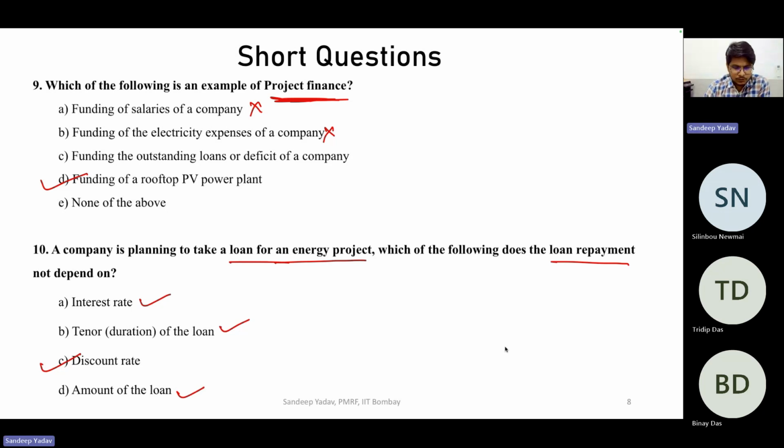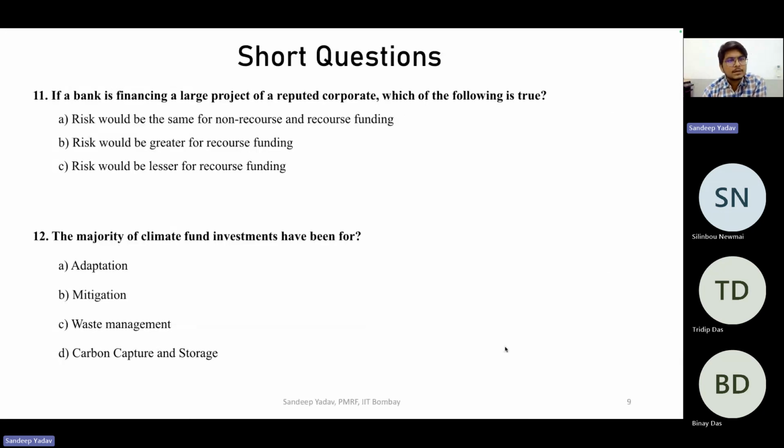When we solve numerical questions, you will get these questions very easily because you will get some more insights. So now we are moving ahead. Question number 11 says, if a bank is financing a large project of a reputed corporate, which of the following is true? Risk would be same for non-recourse and recourse funding. Risk would be greater for recourse funding. Risk would be lesser in the recourse funding. In this, if a bank is financing a large project of a reputed corporate, then there will be less risk associated with the recourse funding. So option C will be the right option.